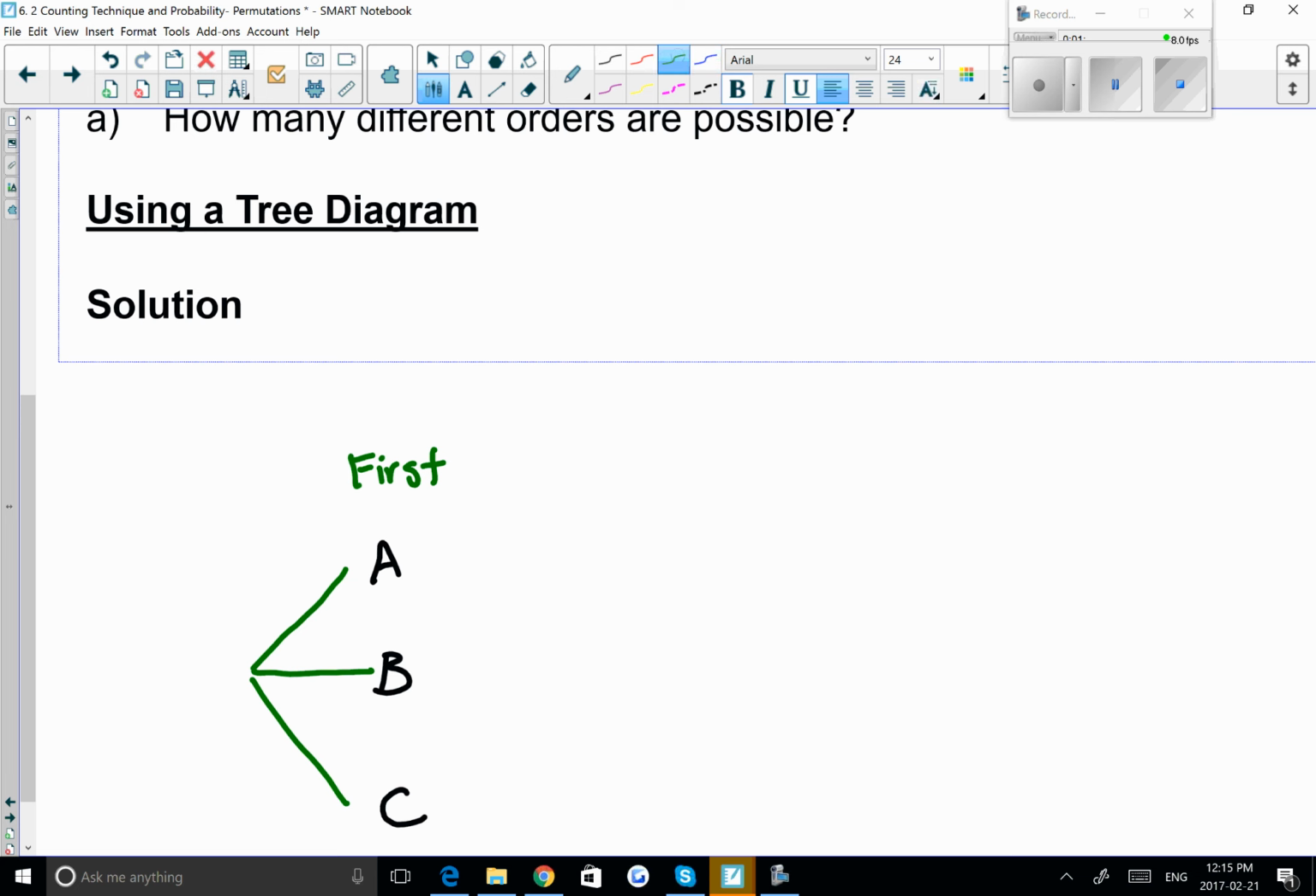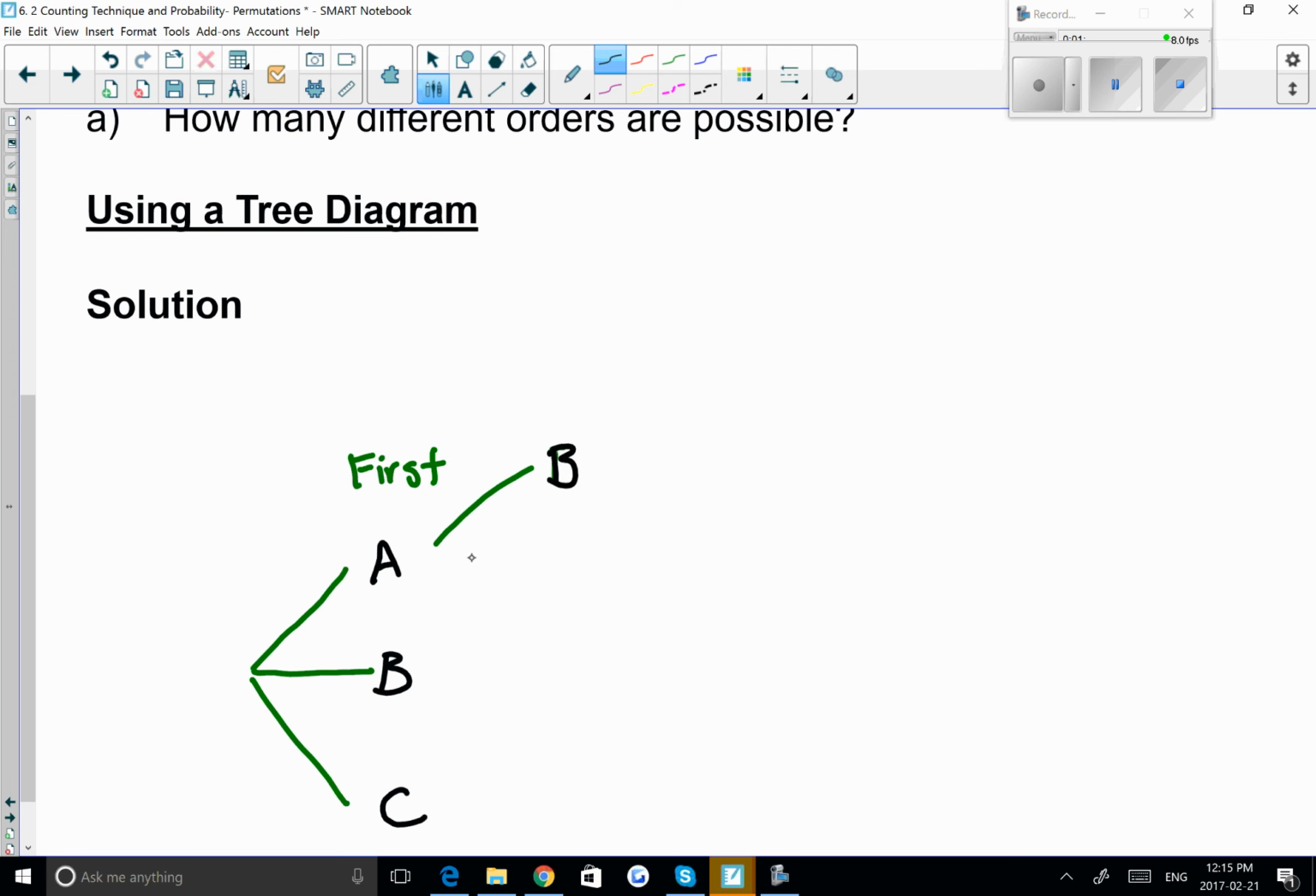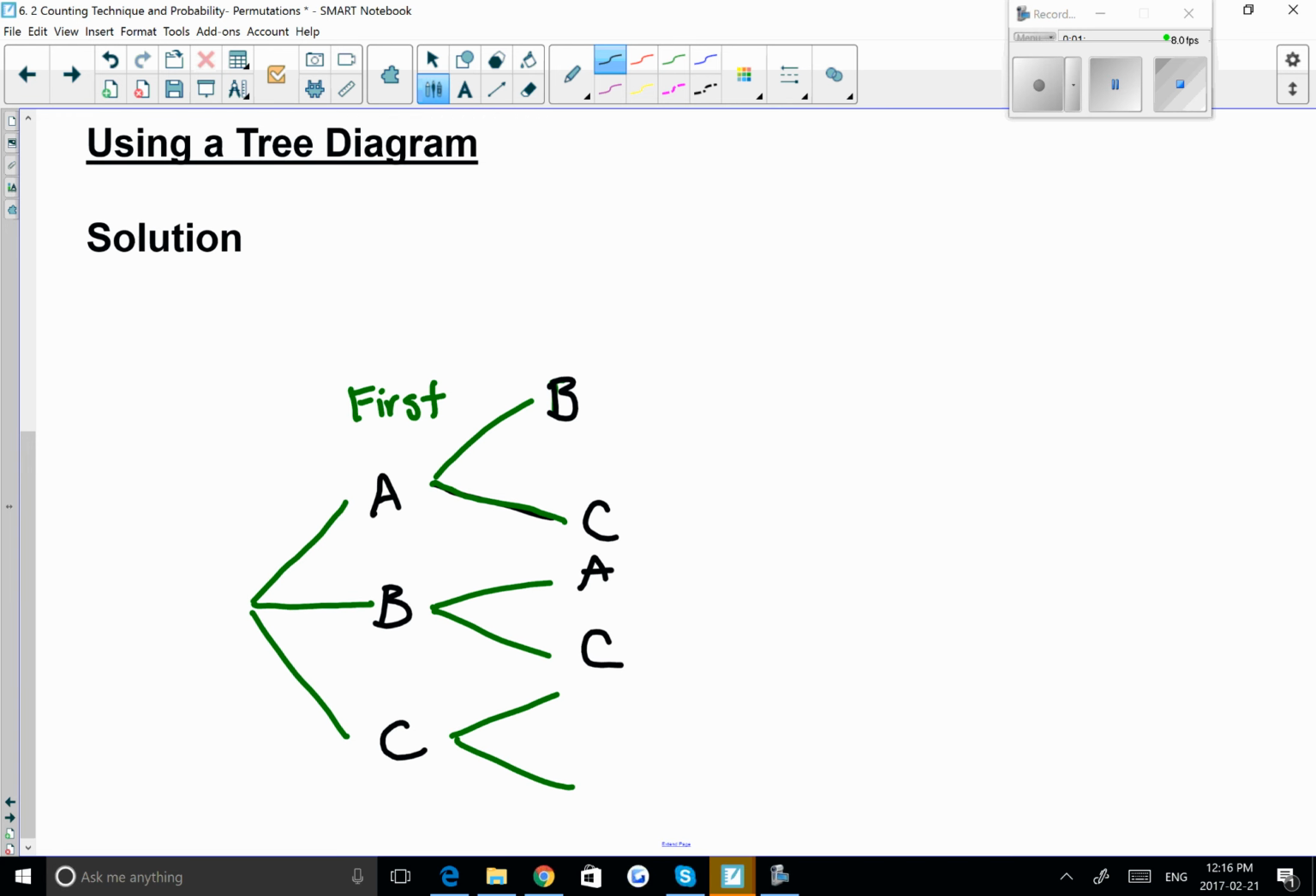Now, I cannot select A again because they're already in the lineup. So in the second scenario from here, I can select B, or I can select C. So if I selected B, I can select A or C. And in the last scenario where I selected C already, I can select A or B. So that's the second person in line.